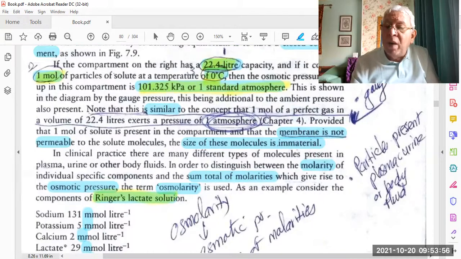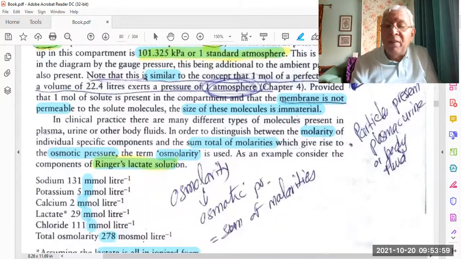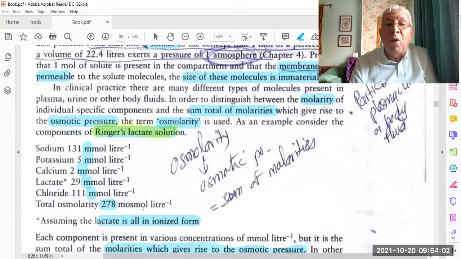We have now the Ringer lactate solution. You can see all the components: sodium, potassium, calcium, and lactate. Of course, lactate must be in an ionized form so that it can act as a molecule giving an osmotic pressure. We find that the components are in millimoles. Of course, we can make a molar solution by putting 1 mole of solid in 1 liter of liquid, and each milliliter will contain 1 millimole. So these are the components of the Ringer lactate.